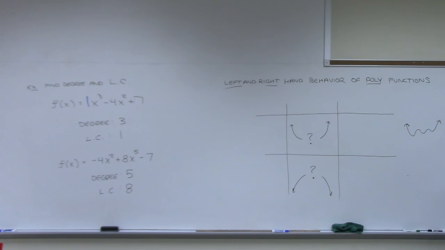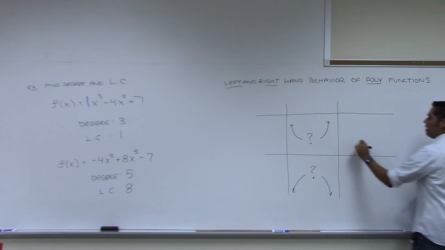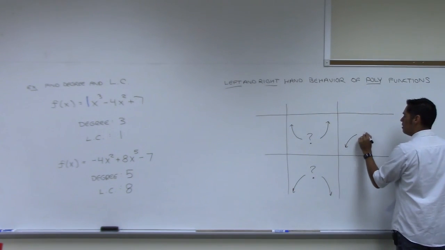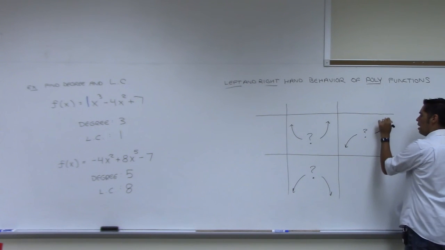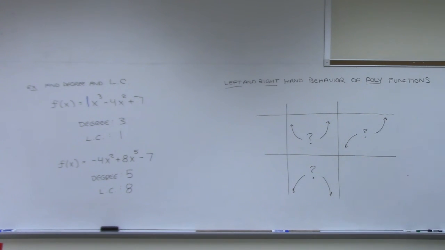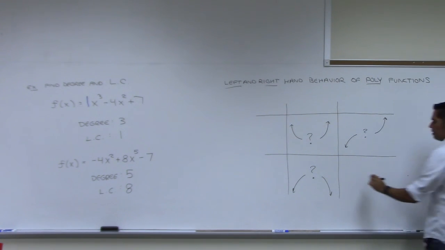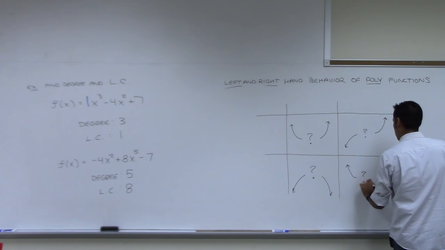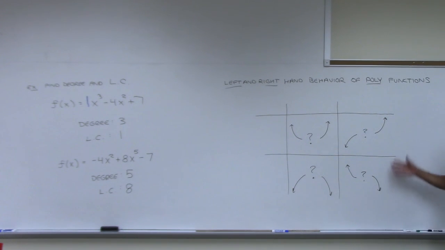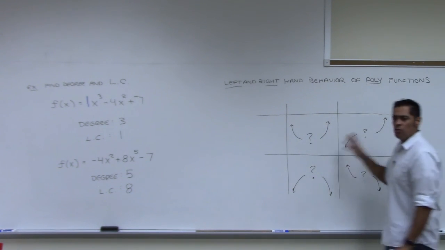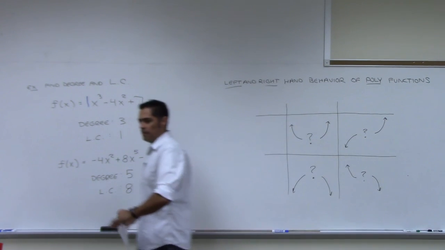And then what do you think are the other possibilities? There's 2 more. Up on the left, down on the right, or down on the left, up on the right. Yes? So I'm going to put this one here first. Down, question mark, up, or up, question mark, down. Do y'all understand these 4 scenarios? All polynomial functions have to do one of those 4.